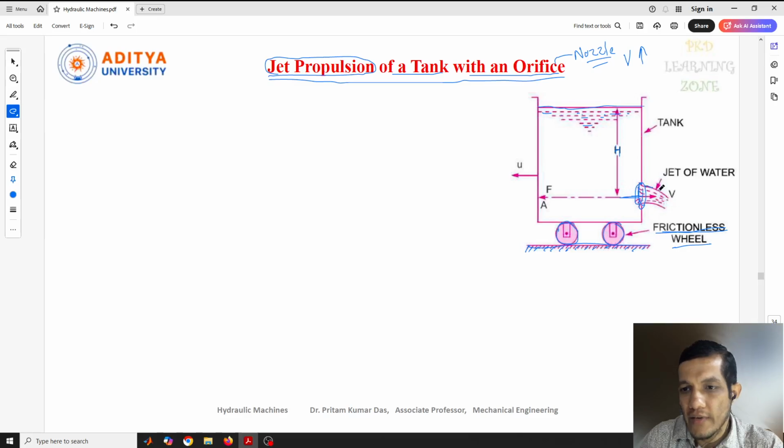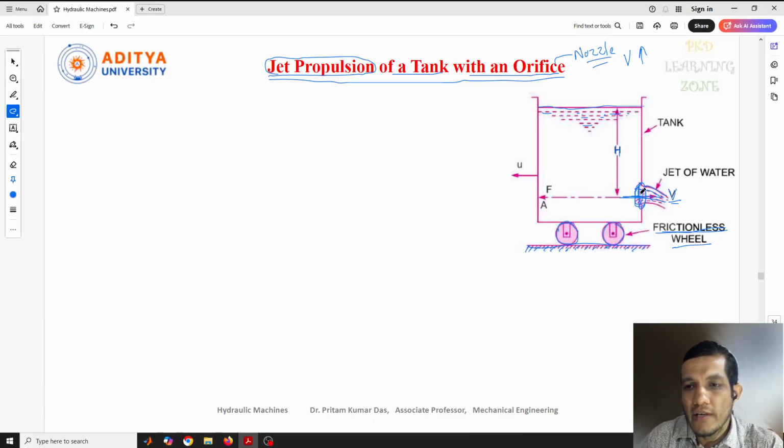So this part is where the water exits from the tank, and when the water comes out, we consider its velocity v. So velocity v is that of the jet of water coming out from the tank, and to increase the velocity of the jet, we have fitted the orifice here.